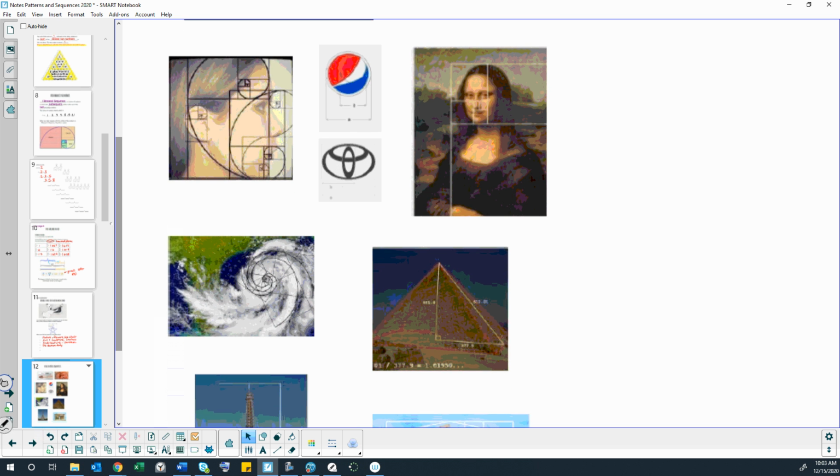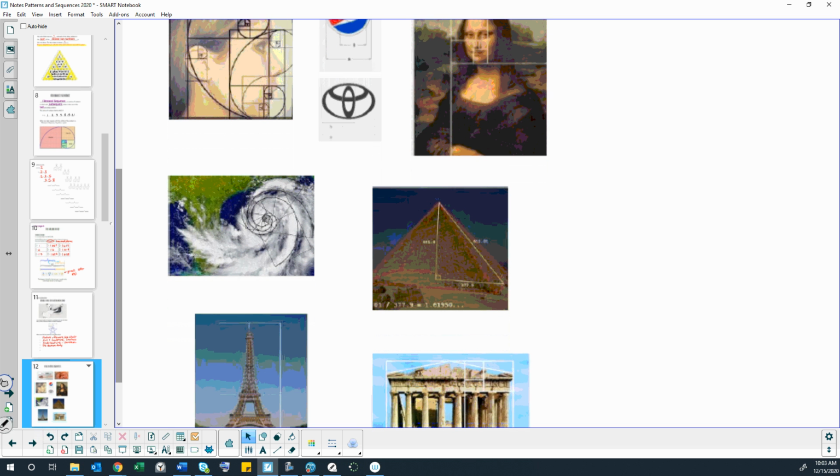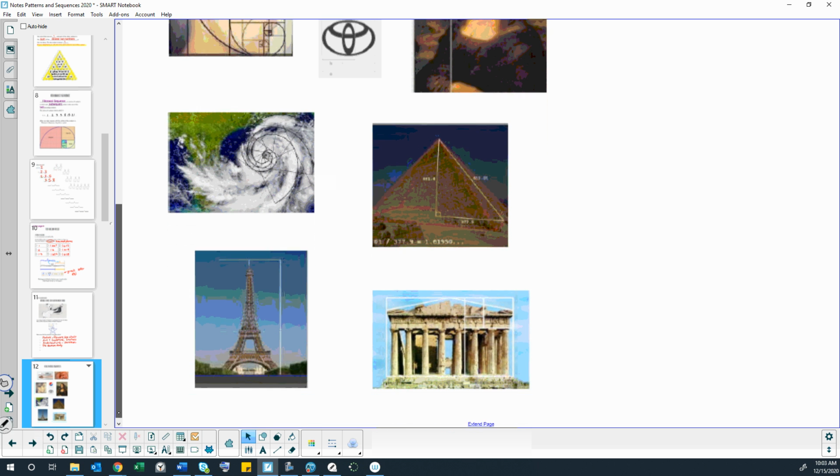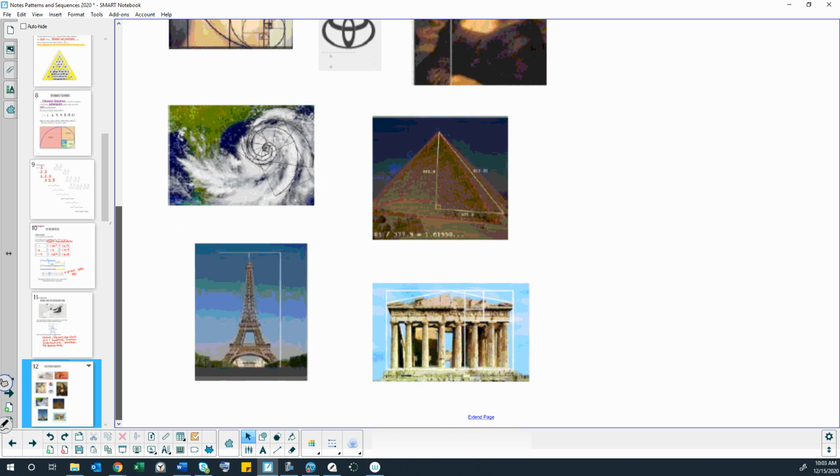We've got portions of the face. We've got some architecture, like here's a pyramid showing ratios similar to the golden ratio for how the pyramids were built. The Eiffel Tower has golden ratios in it. Here's a picture of the Parthenon in Greece. We've got golden ratios. So you don't really need to do anything with this page. It's just a bunch of examples if you wanted to put anything on it.